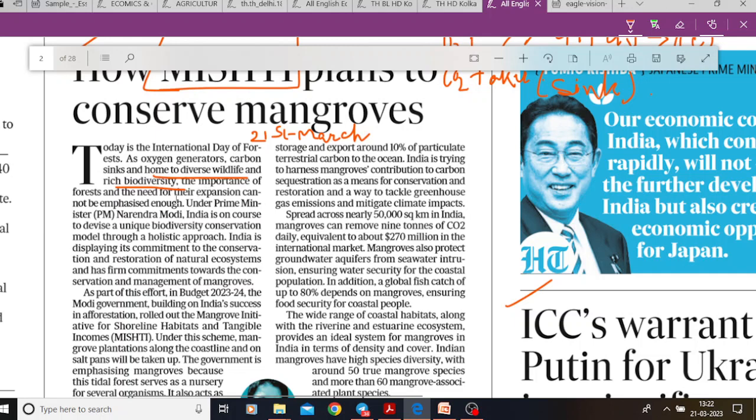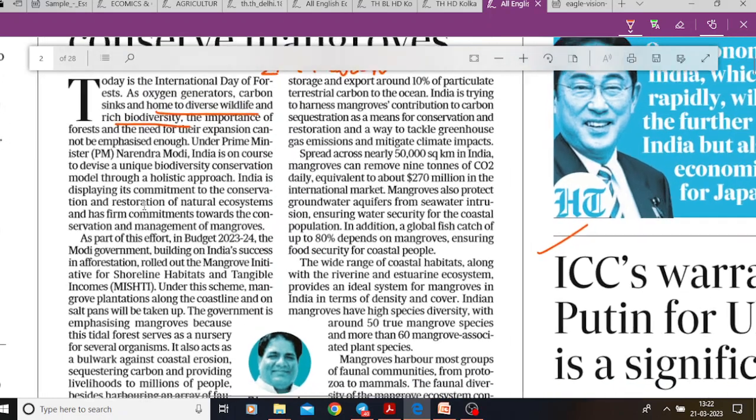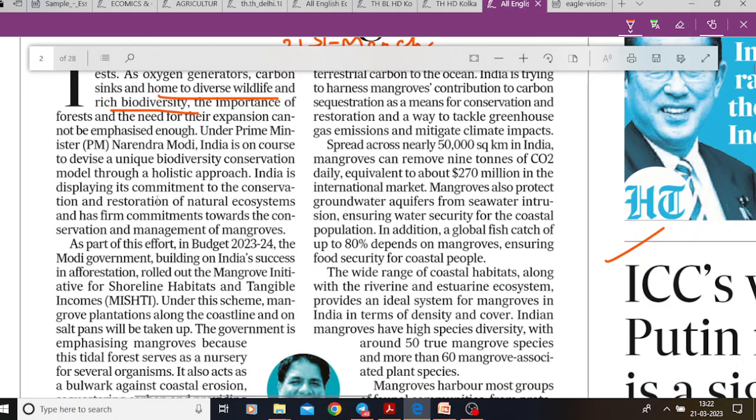The importance of forest, the need of their expansion cannot be emphasized enough, because there are so many important aspects of conservation of forest. Under Prime Minister Narendra Modi, India is on course to devise a unique biodiversity conservation model through a holistic approach. India is displaying its commitment to the conservation and restoration of natural ecosystems and has firm commitment towards the conservation and management of mangroves.